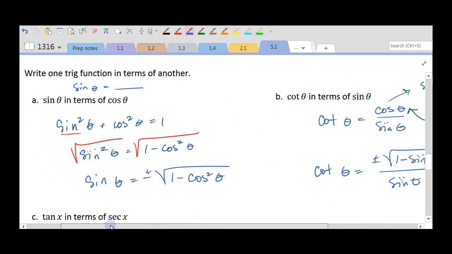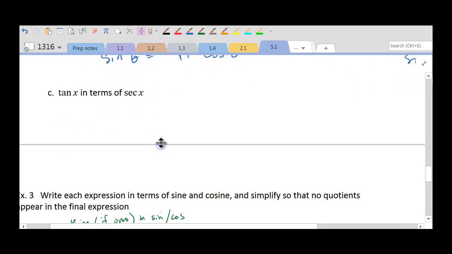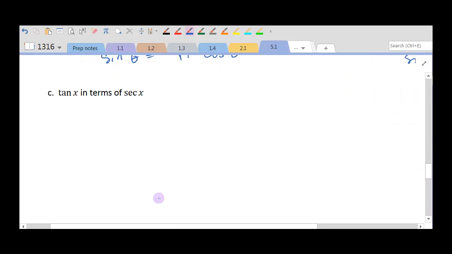Okay, let's practice that one more time. This is kind of like a puzzle, and you really just have to practice it a bunch. Don't be afraid if you start in one direction that you got to stop and try it again in a different direction. This last one we're going to look at says I want to rewrite tangent in terms of secant.